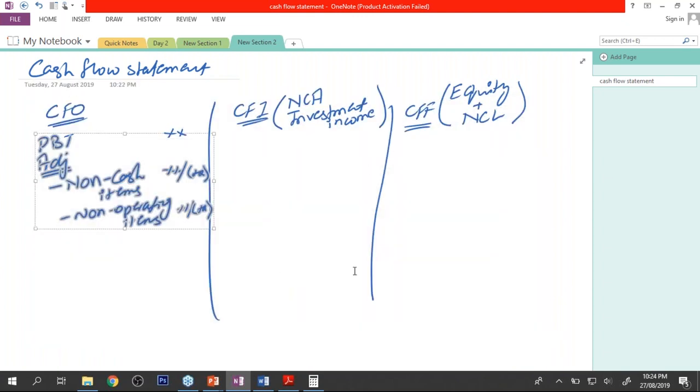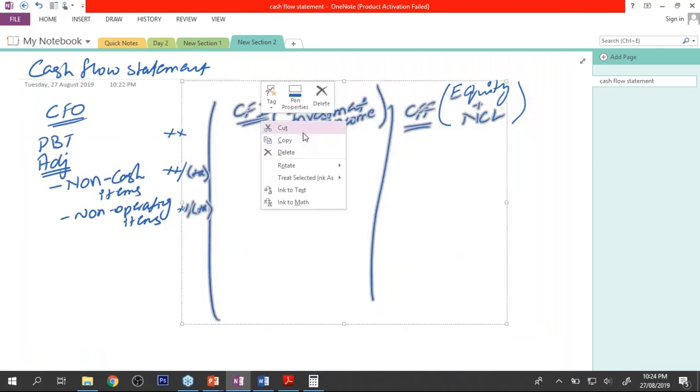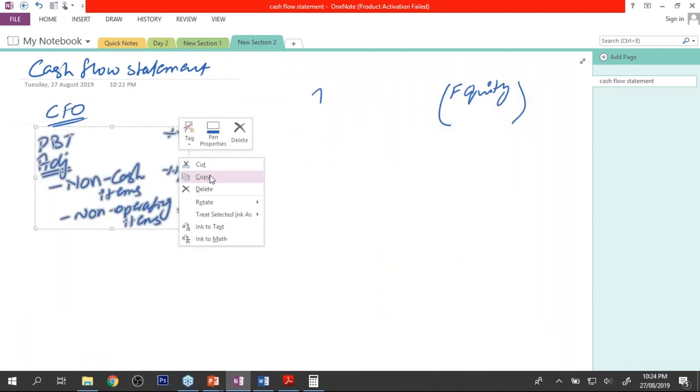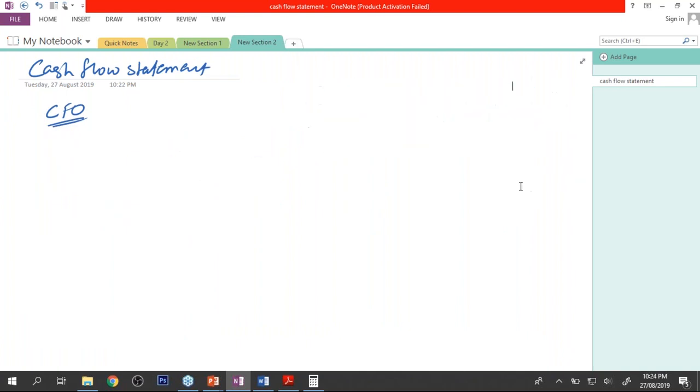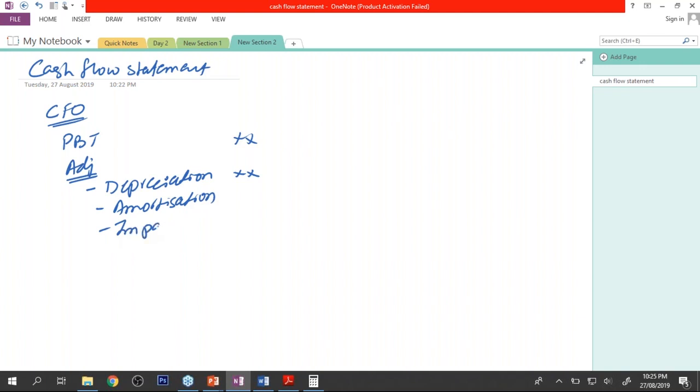It's a bit congested. Let's make some space. Profit before tax, adjustments. So let's say, for example, depreciation. Depreciation is a non-cash expense. So we should be adding it back because we have to remove it from the cash flow statements. Similarly, any amortization expense, any impairment expense, all these are types of non-cash expenses, so we need to add it back.